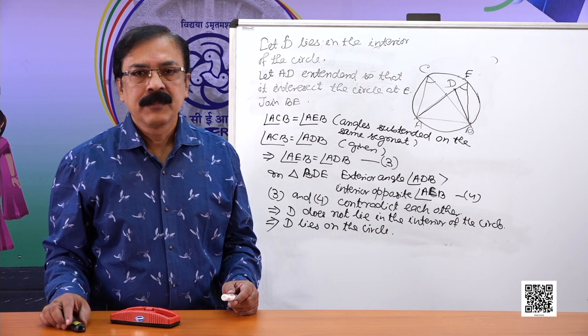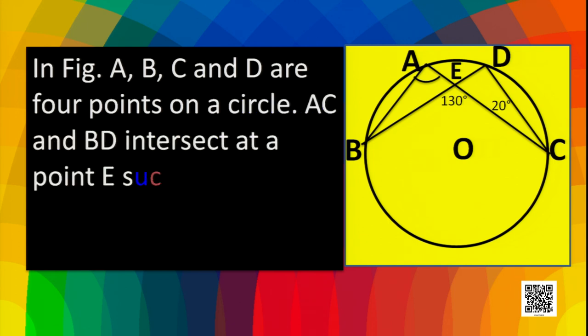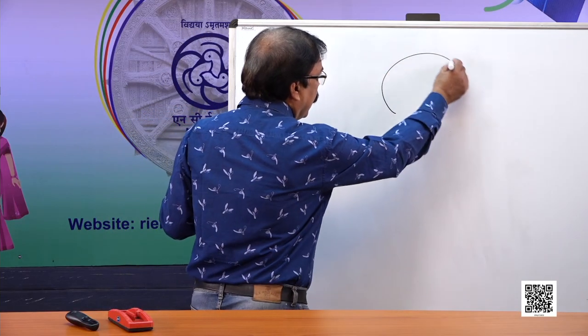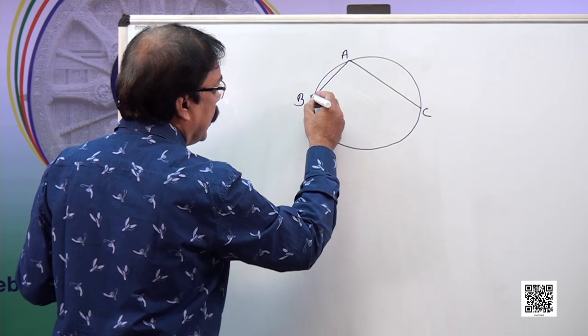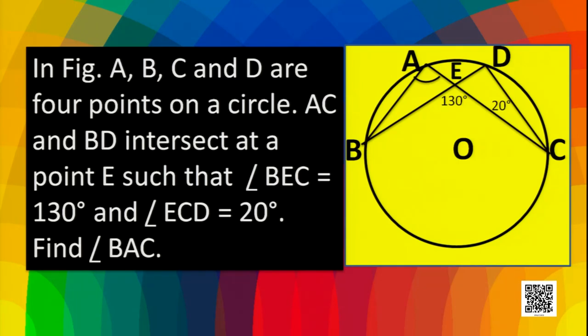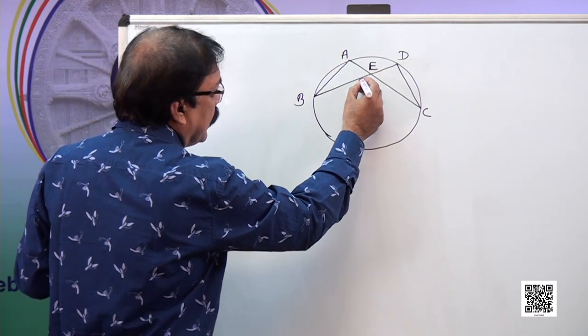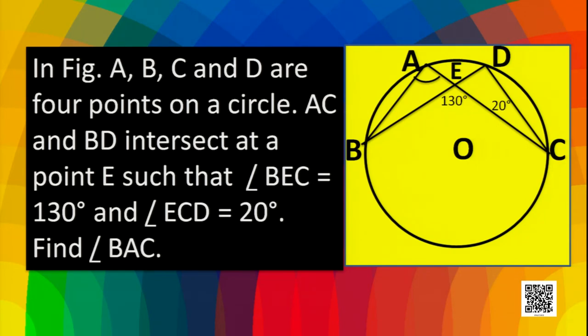The problem is like this. In this figure, A, B, C and D are 4 points on a circle. AC and BD intersect at a point E such that angle BEC is equal to 130 degree and angle ECD is equal to 20 degree. Then find angle BAC. You see, in this figure, BAC and BDC, this is the figure, and the point of intersection of AC and BD is E. The angle BEC is 130 degree and angle DCE is equal to 20 degree.